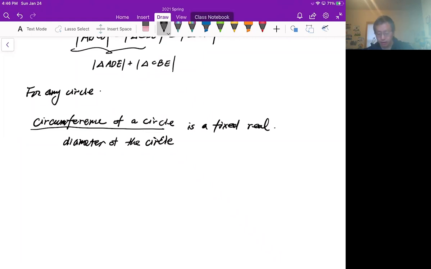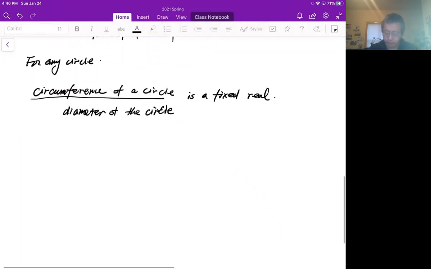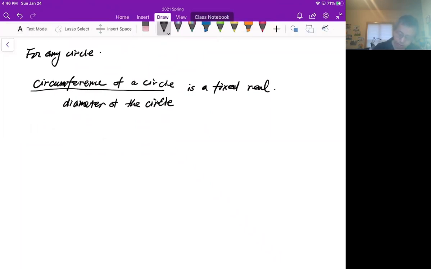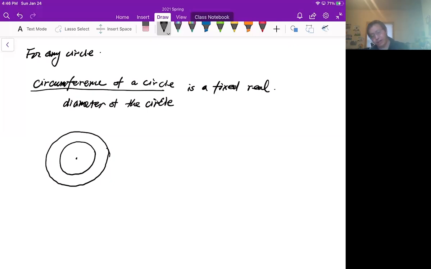So let me give everyone some time. Suppose I draw a picture. Suppose this is a circle here, and I have another circle, and the two circles have the same center. You're going to prove that for the bigger circle, the circumference divided by the diameter is equal to the same ratio as for the small circle. That's what I want to do. Does it make sense? I'll give everyone a minute. How do you prove it?